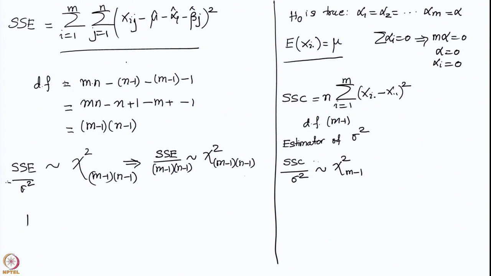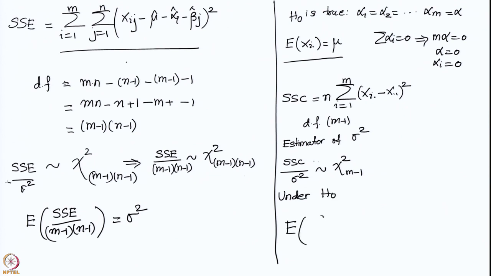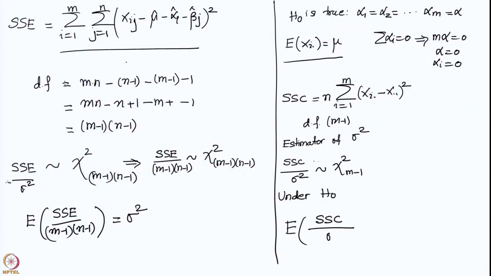So you have now the expected value of SSE divided by m minus 1 multiplied by n minus 1. This is your one estimate of sigma square, and under H0 the expected value of SSC, that is column sums of squares, between the columns, divided by its degrees of freedom m minus 1, is also sigma square. Therefore the ratio of this would give you a test statistic. So then we go to the next step.